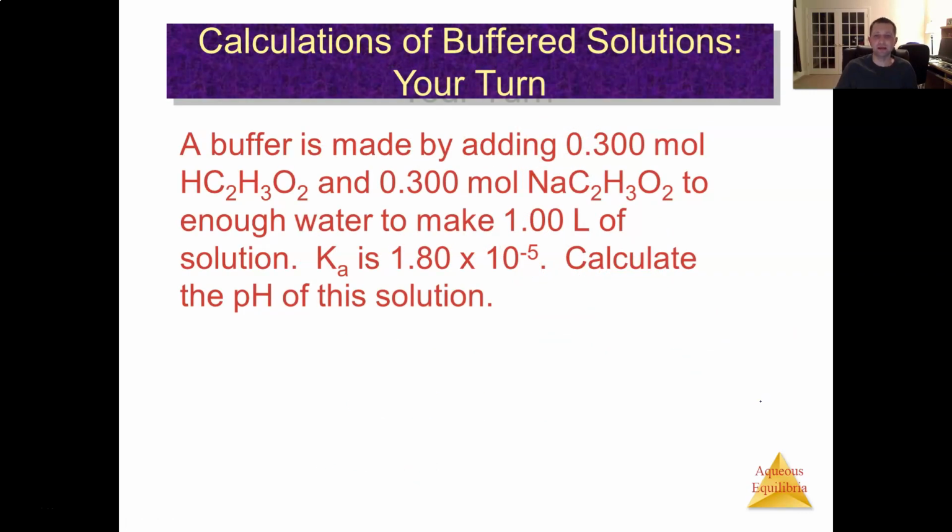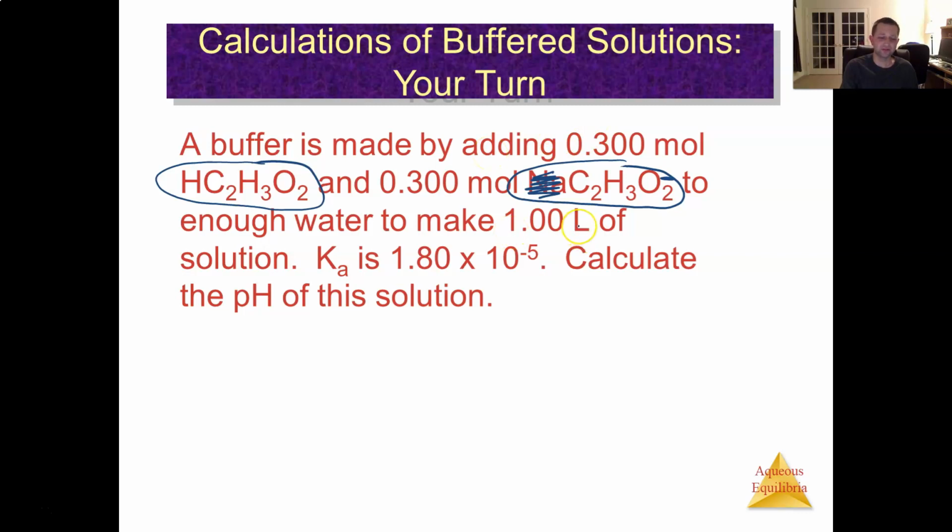It says a buffer is made by adding 0.3 moles of acetic acid and 0.3 moles of sodium acetate to enough water to make 1 liter of solution. Ka value is 1.8 times 10 to the negative 5. Calculate the pH. We know we have a buffer because it tells me. Here's our weak acid. Here's our conjugate base. Because the Na and the acetate dissociate, you get C2H3O2 minus. Both of them have the same number of moles.